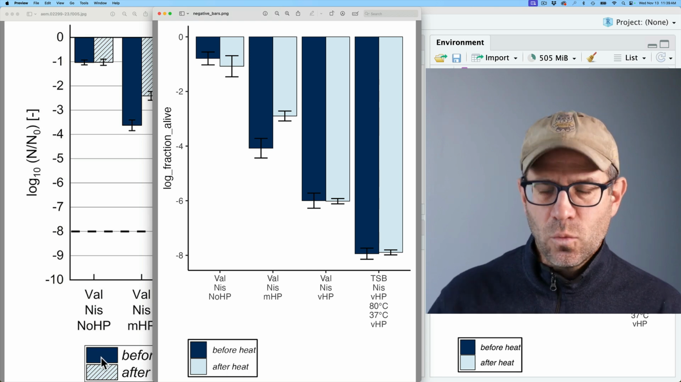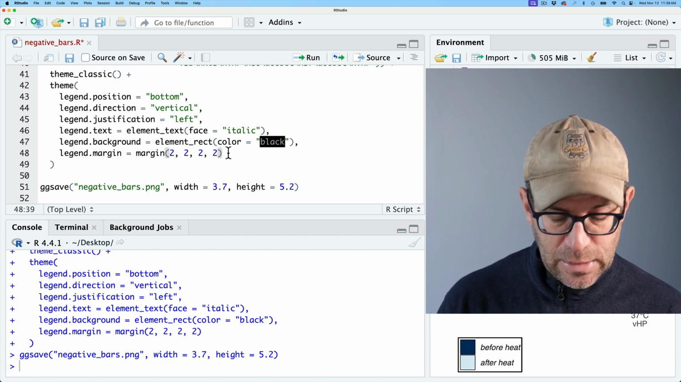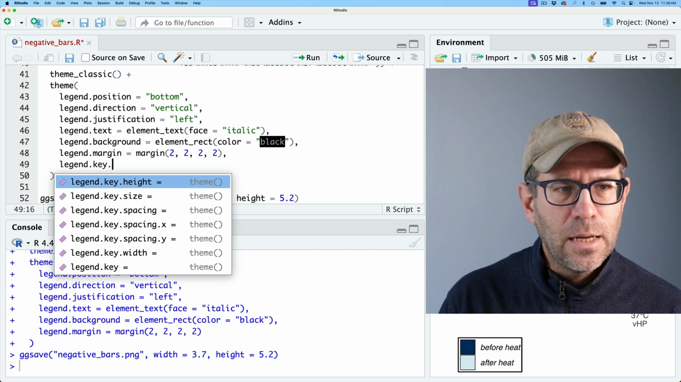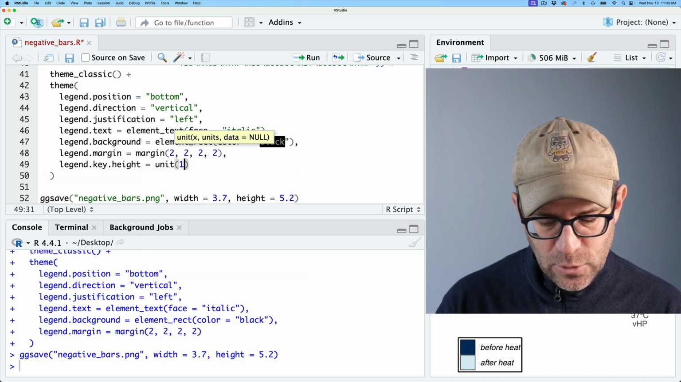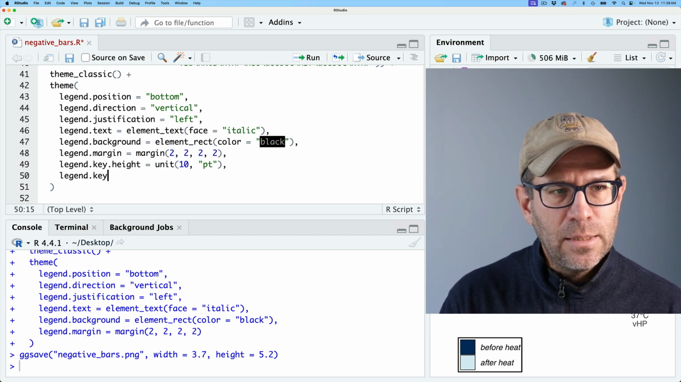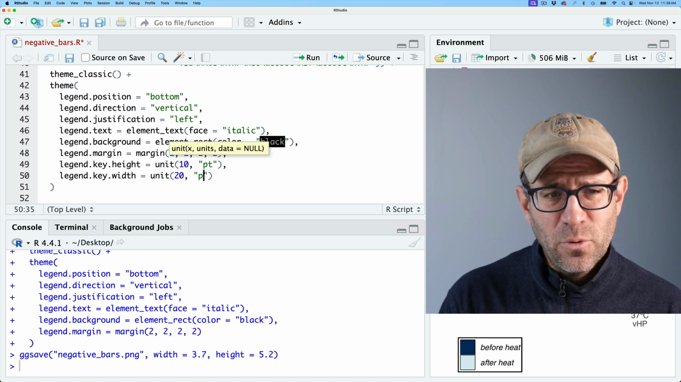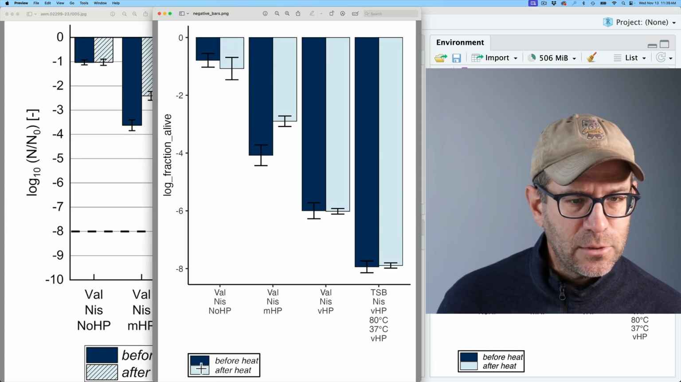Their keys are wider than they are tall. And so we can change that with the legend key height and width. So let's do legend.key.height, and it'll be unit. And so that's the height. Let's make that 10 points. And then the legend.key.width, let's make that unit. Let's try 20 points. And so that, I think, is pretty close to the same aspect ratio.